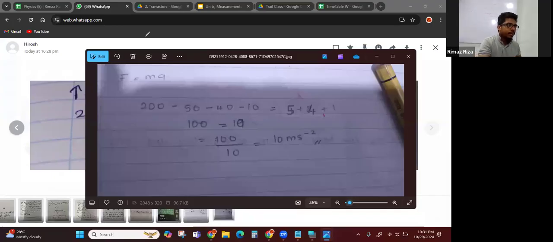Yes, correct. F equals ma. So here you have to put total mass times acceleration A. Total mass times acceleration. So here 10 into A. 100 equals 10 into A. So therefore A equals 100 divided by 10. Okay. So therefore acceleration is 10 meters per second squared.